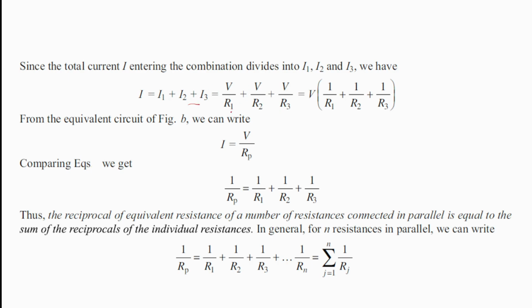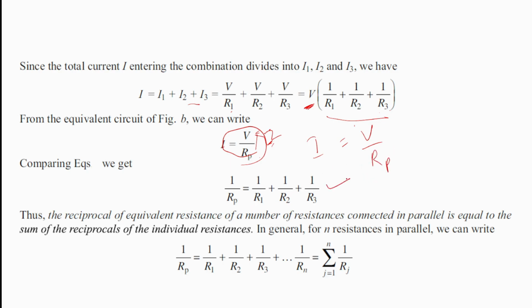Then I can replace the currents in terms of the voltage and resistance. I can write this equation as 1 by R1 plus 1 by R2 plus 1 by R3, the equivalent resistance value, with V. Then I can write I equal to V by Rp, where Rp is the parallel resistance value.